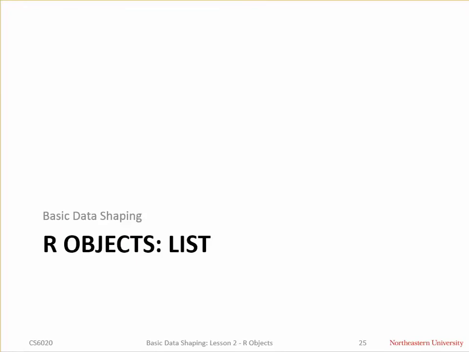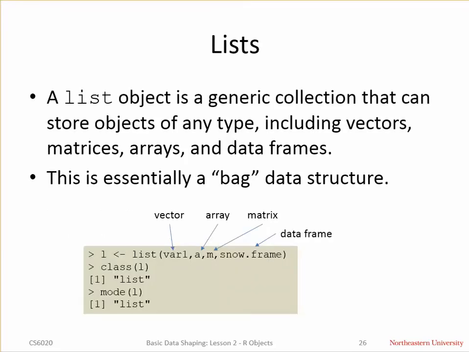Finally, the last data type we need to take a look at is the list. The list is a very interesting data type in that a list is essentially a bag data structure. So you can put into a list anything you want. You can put vectors, arrays, matrices, data frames, all put together into a list. So a list is really more of a data structure for carrying large things around.